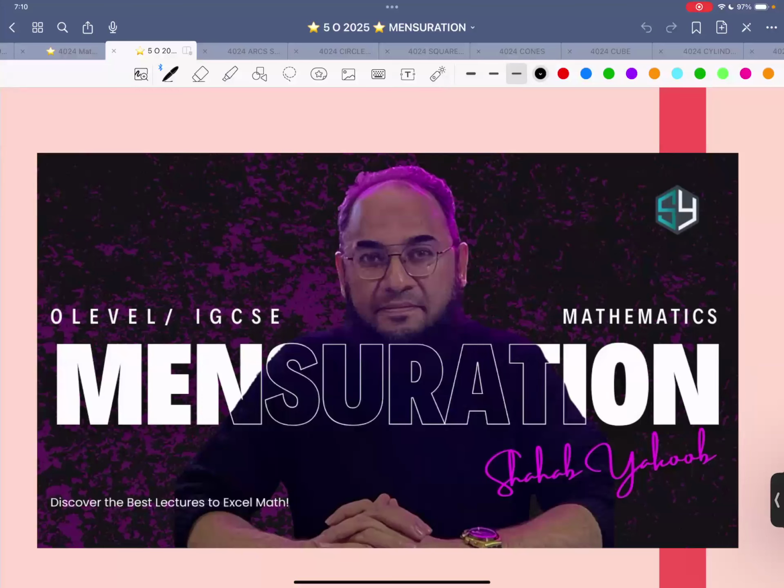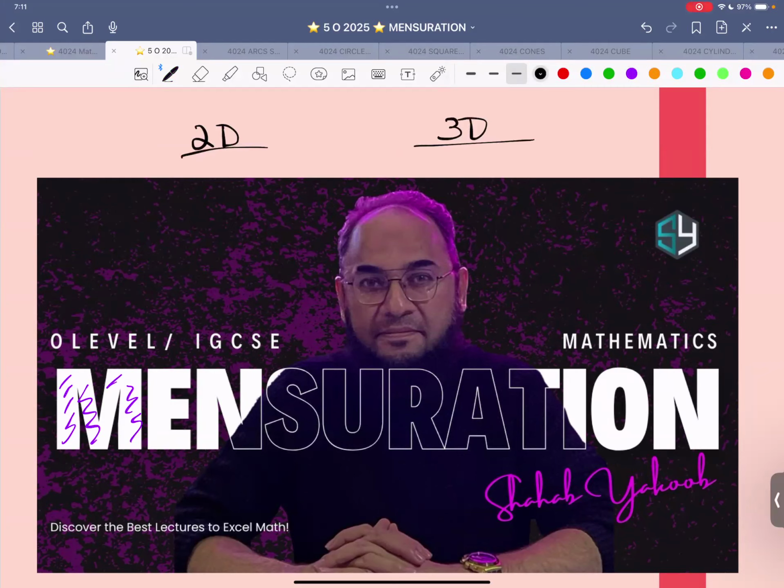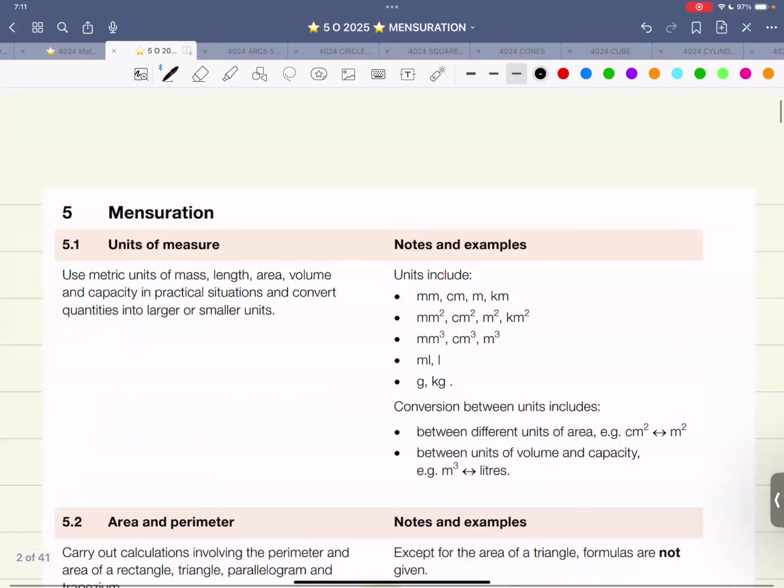So finally, the most fearsome chapter, that is mensuration. That's right over here. And in mensuration, there are two aspects. The first one is 2D mensuration. The second one is 3D mensuration. Now, let's first go through the syllabus of mensuration.